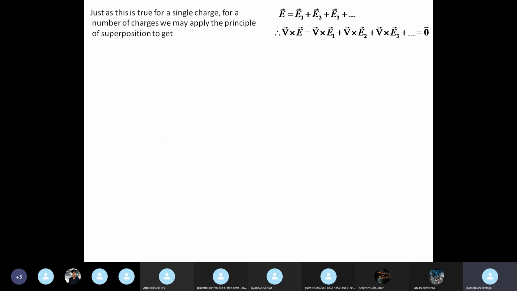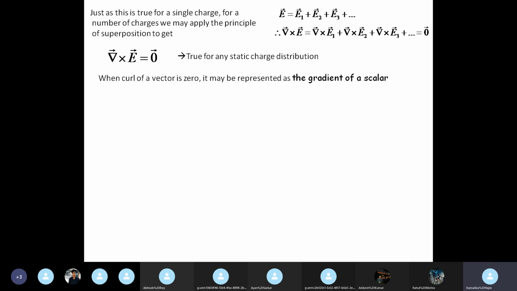Now since this is true for a single charge, this will be true for any charge distribution with several discrete charges. So curl of E equals 0 for all charge distributions, and therefore we can represent the electric field as the gradient of a scalar. We have discussed this thoroughly in our previous class. I am just repeating it for your recapitulation. So we can say that this force is conservative and irrotational.